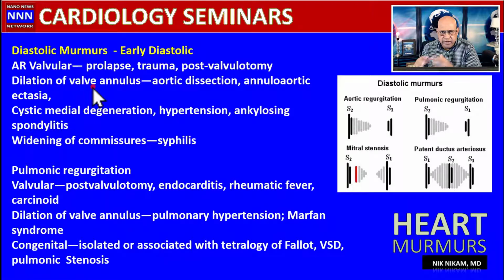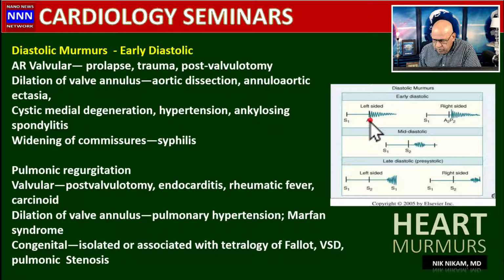It may also be seen in patients who have dilated aortic root for the same explanation, or aortic dissection, which can alter the physiology of the leaflets, cystic medial degeneration, and widening of the commissures. Pulmonic regurgitation can also be seen post-valvotomy in patients who had valvular interventions or endocarditis, rheumatic fever. Dilatation of the pulmonary artery and the annulus. Marfan's patients who have dilated aortic root may stretch the aortic root and cause valvular incompetence, leading to early diastolic murmur. Tetralogy of Fallot, VSD, and pulmonic stenosis are other conditions that can lead to early diastolic murmurs. Now let's talk about the early diastolic murmurs. They begin with the second sound, and they are decrescendo murmurs.